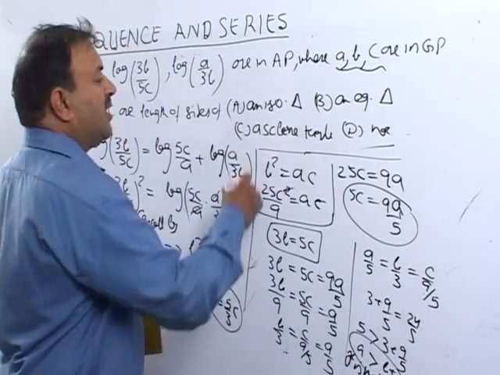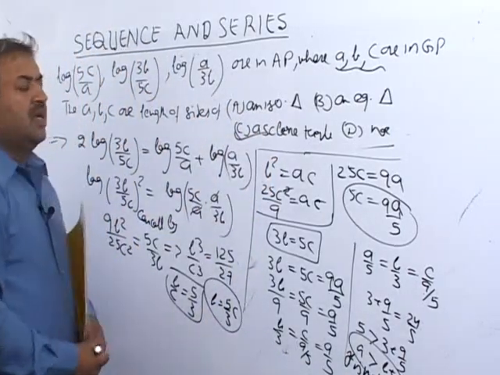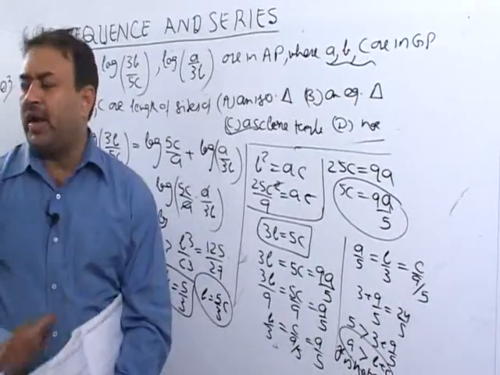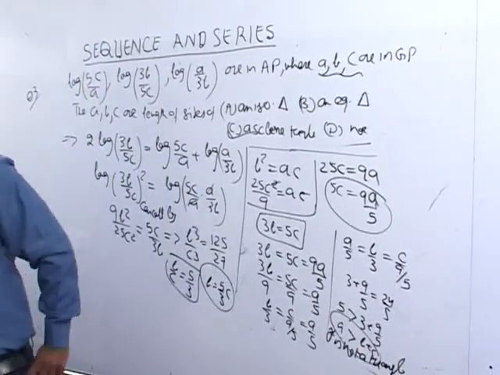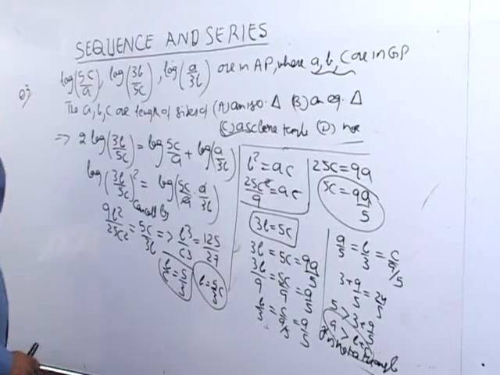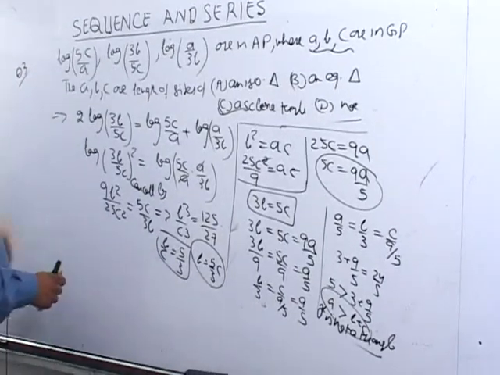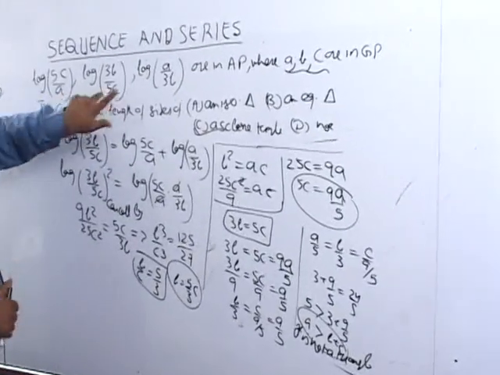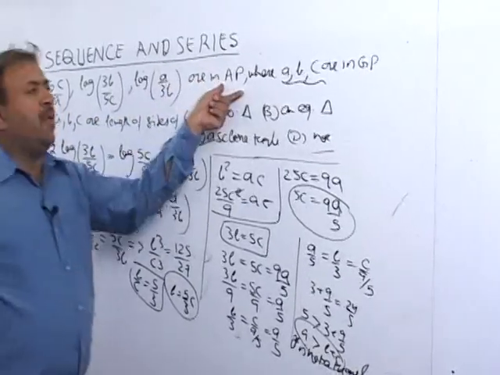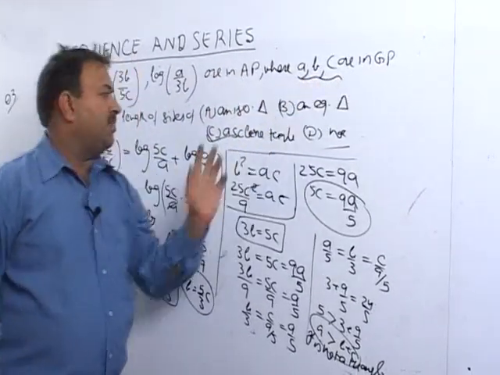That means the right answer is scalene triangle. So once again you understand this point. It is a little different. It involves a little bit of trigonometry. The three terms given are in AP, where A, B, C are in GP.